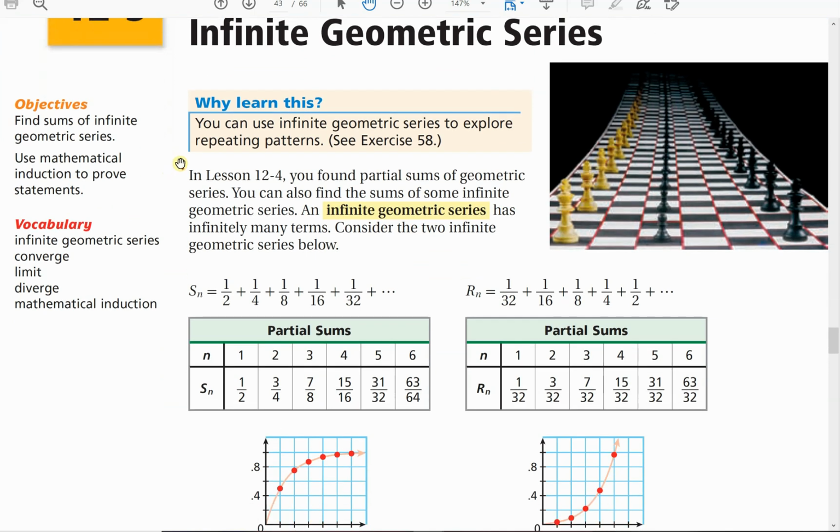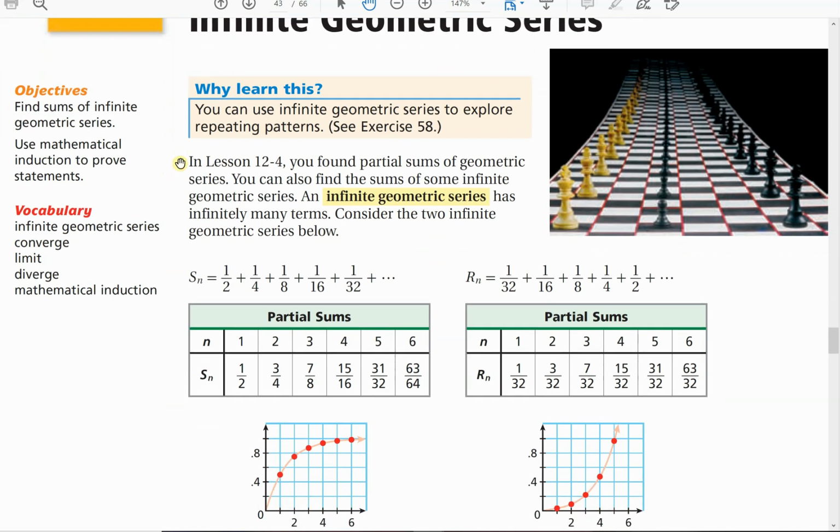Now, you remember from lesson 4, geometric series have a common ratio. You're multiplying by a number every time. And series can get very, very big if that number is greater than 1, or they get really small if that number is less than 1. And you can find the sum of some infinite series if there's a specific situation going on. So an infinite geometric series has infinitely many terms.